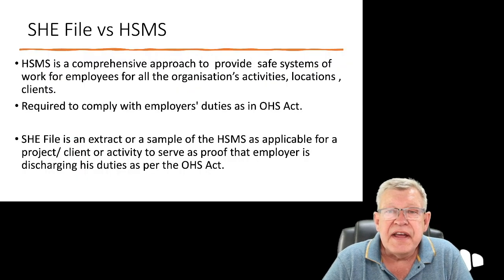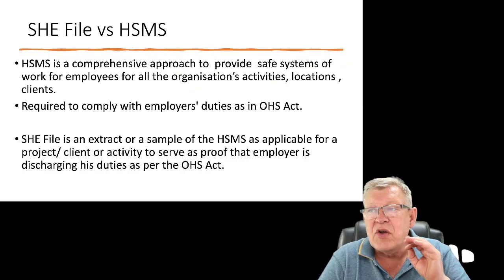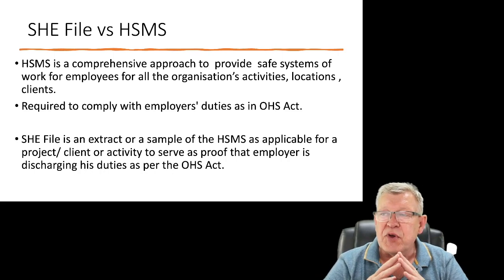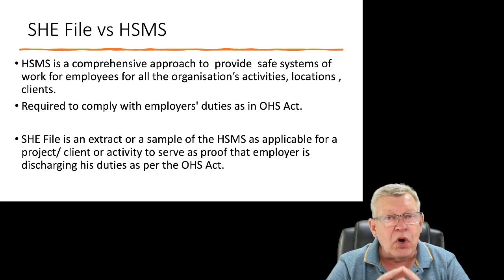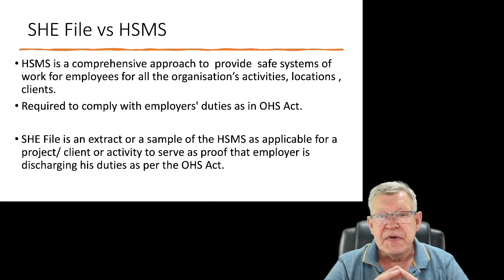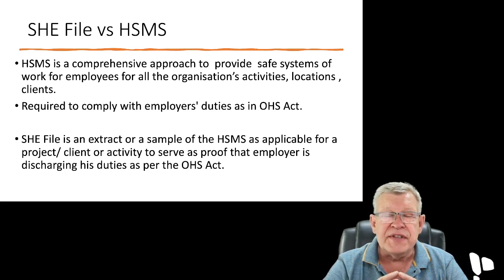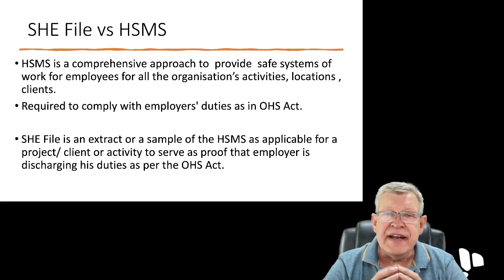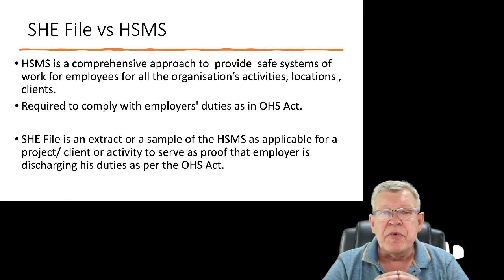A health and safety management system is a comprehensive approach to provide safe systems of work for your employees for all of the organization's activities, locations, and clients. You need this to comply with Section 8 of the Occupational Health and Safety Act. A SHE file is not enough on its own to show that you are providing safe systems of work.